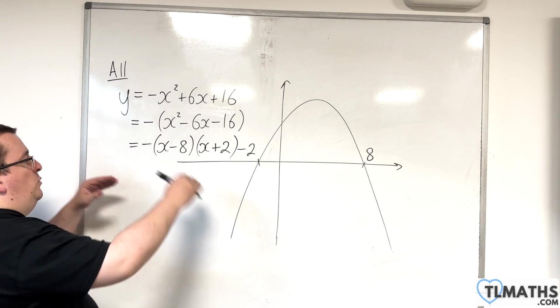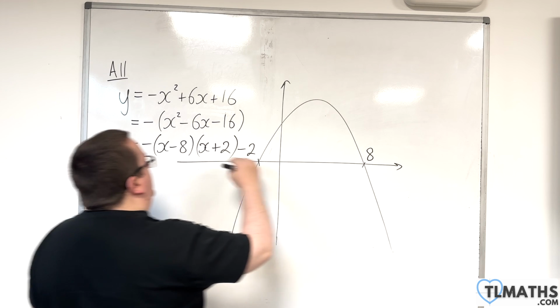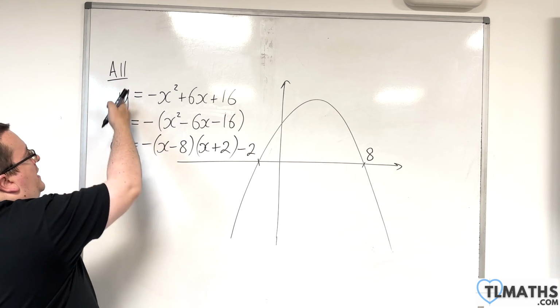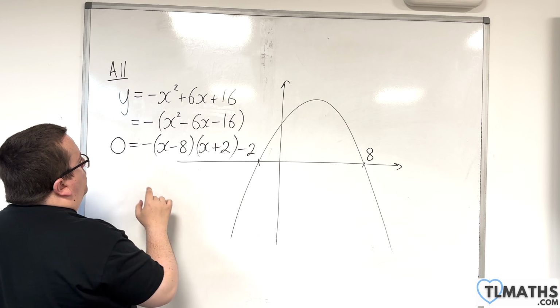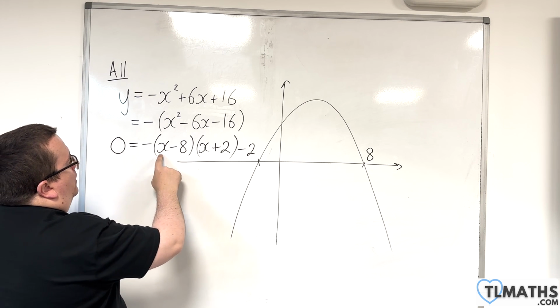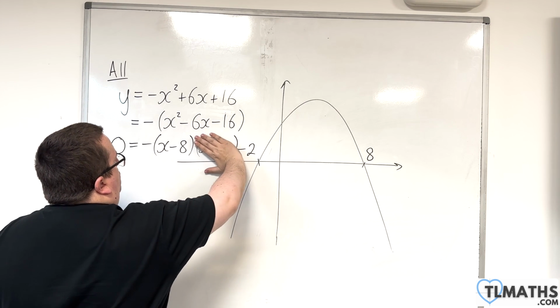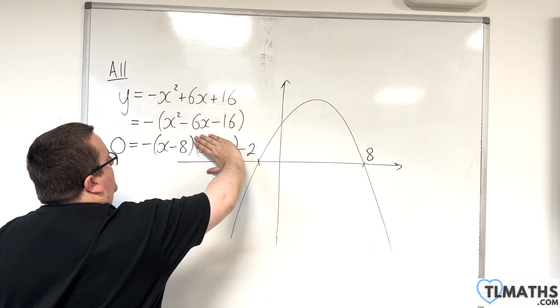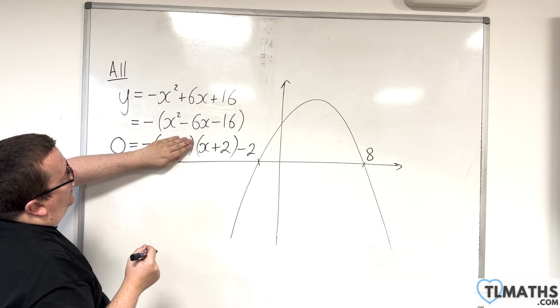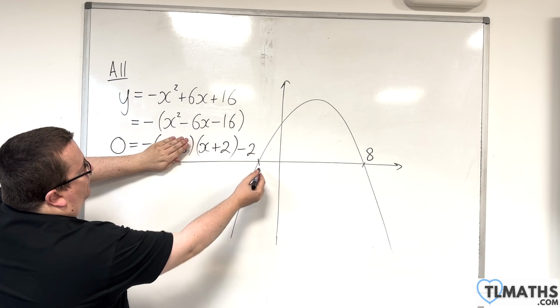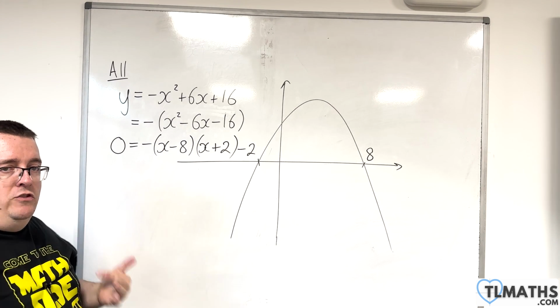So if you're trying to work out where the curve crosses the x-axis, then you need y to be 0. And then it's a case of saying, well, if this bracket is 0, then x would have to be 8. And if this bracket was 0, then x would have to be minus 2. And there I've got my roots.